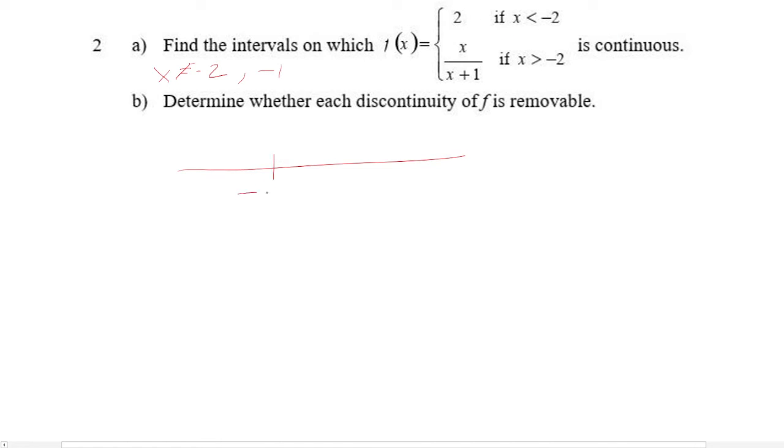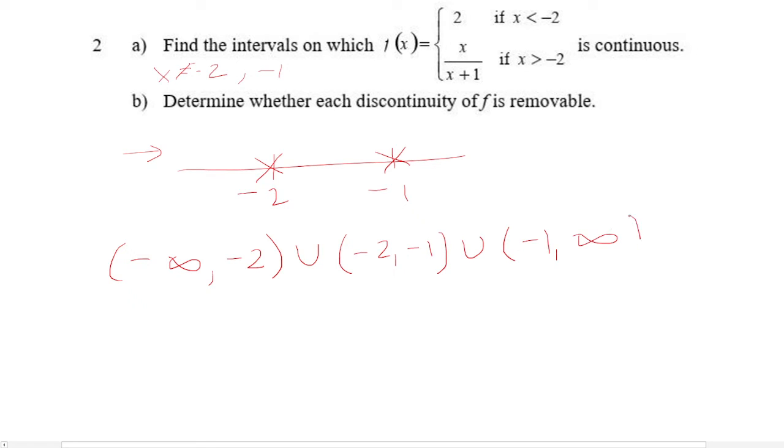So if I look at the graph, I do not want to include -2 and -1. So I'm coming in from the left here. I'm coming in from negative infinity. I'm going to stop at -2, but I'm not going to include it. And then I'm going to go from -2 to -1, making sure not to include the endpoints, and then going from -1 to infinity. So this is the answer to part A.